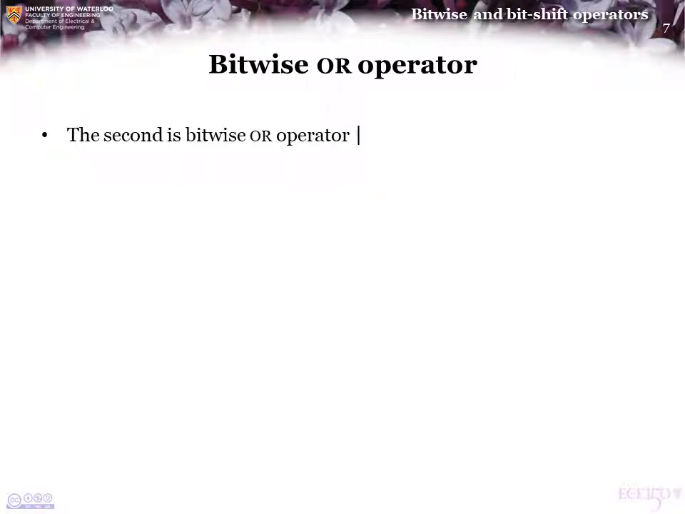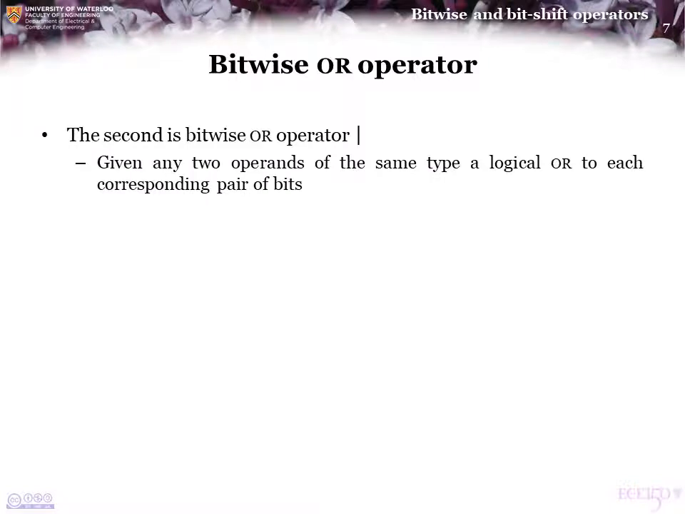The second bitwise operator we're going to look at is the bitwise OR operator, which uses a single pipe, just like the bitwise AND used a single ampersand. Recall that the logical OR operator was a double pipe. So, given any two operands of the same type, a logical OR is applied to the corresponding pairs of bits. Each result is 0 if and only if both bits are 0. Otherwise, at least one of the bits is 1, in which case the result will also be 1.